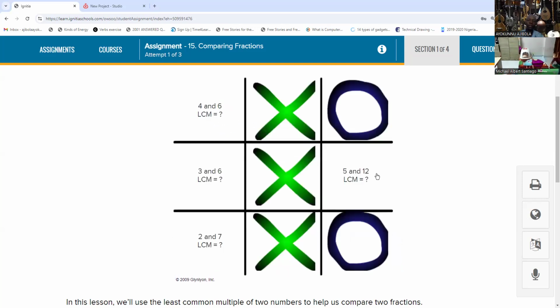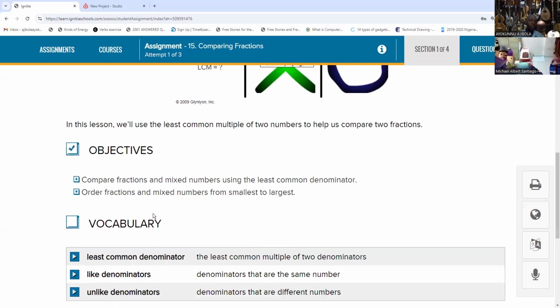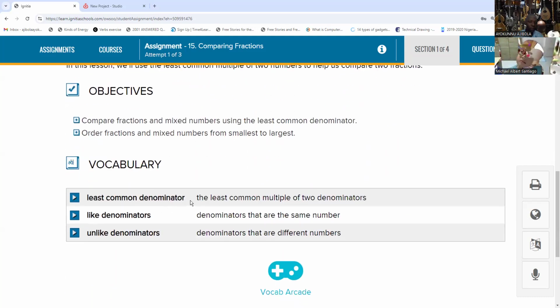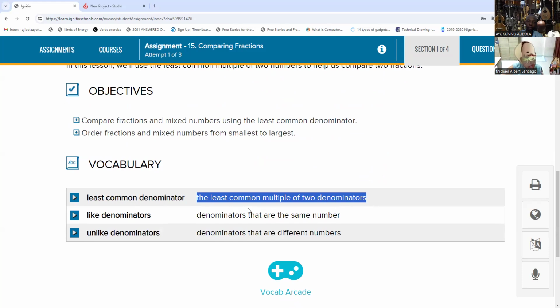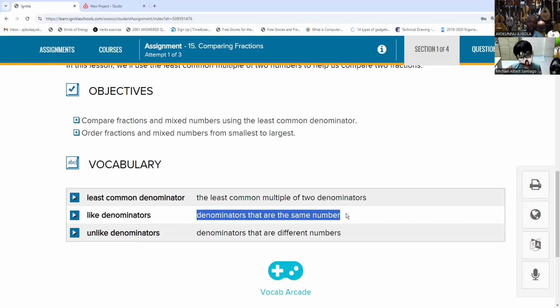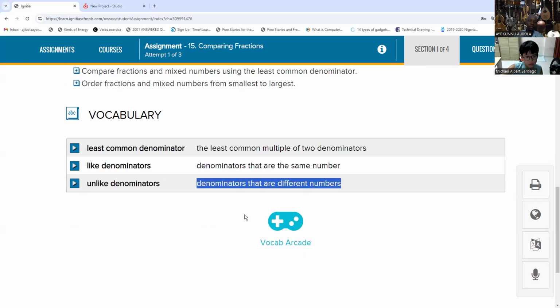Okay, so we have done one part. Now, least common denominator is what we want to talk about. The least common multiple of two denominators is the least common denominator. Call it LCD, or just say common denominator. Like denominators are the same number, and unlike denominators are denominators that are different.